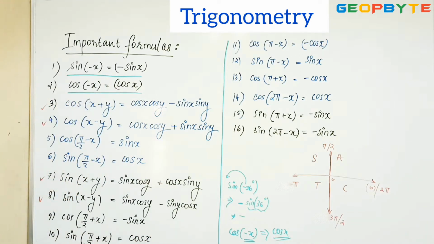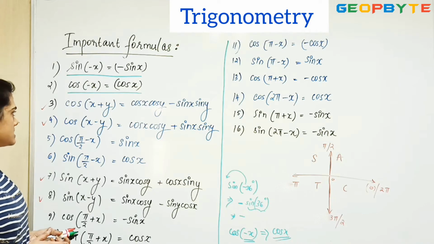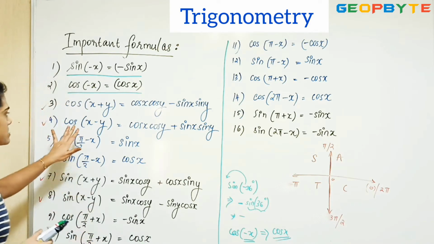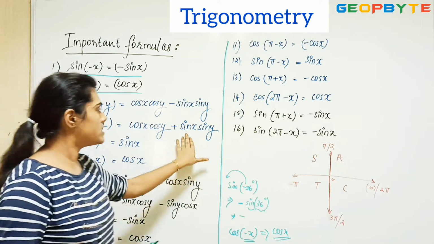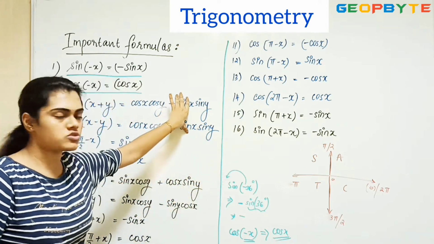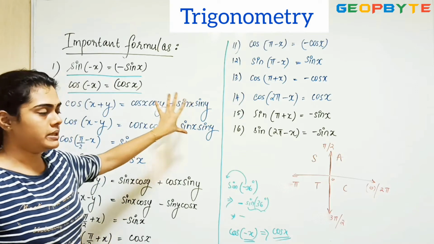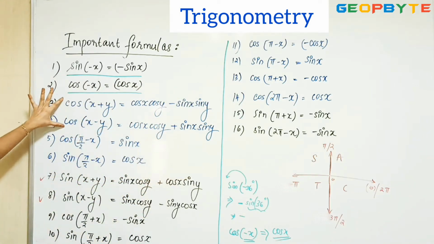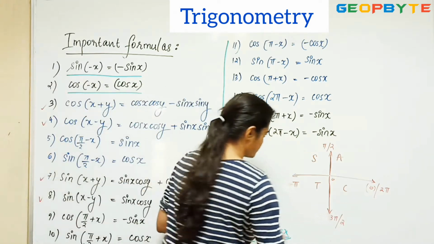Now coming to cos of x plus y, which is equal to cos x cos y minus sin x sin y, and cos of x minus y equal to cos x cos y plus sin x sin y. So these two formulas you have to remember. These can be used in problem solving, and I can tell you an example.